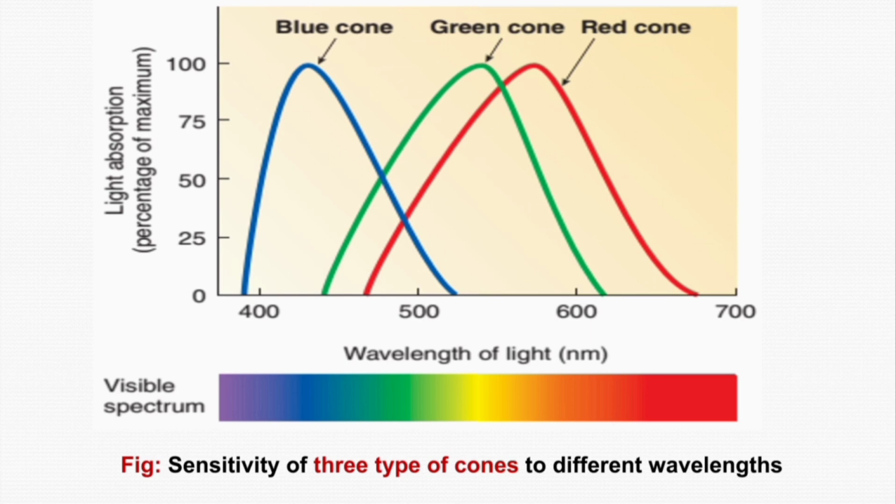Red cones respond maximum to light of wavelength 570 nanometers. Green cones respond maximum to light of wavelength 535 nanometers, while blue cones respond maximum to light having a wavelength of 445 nanometers, while the rods respond maximum to light of wavelength 505 nanometers.